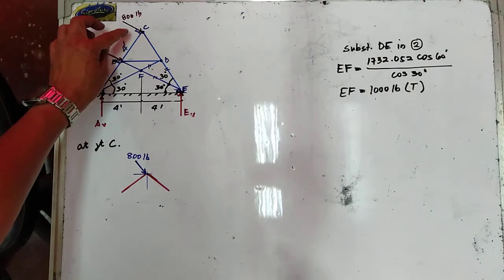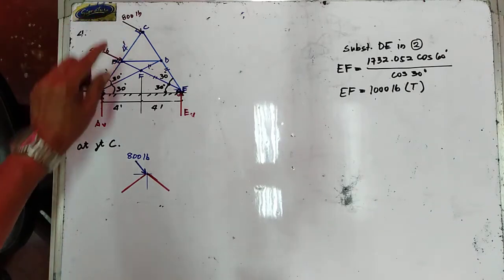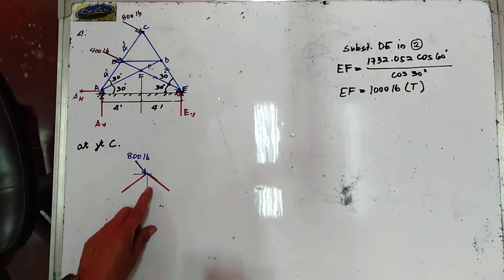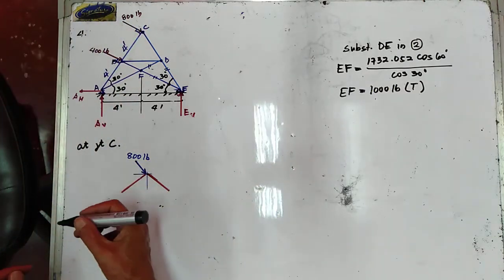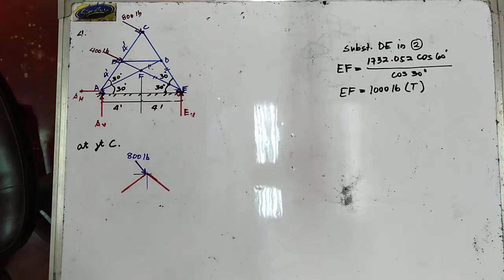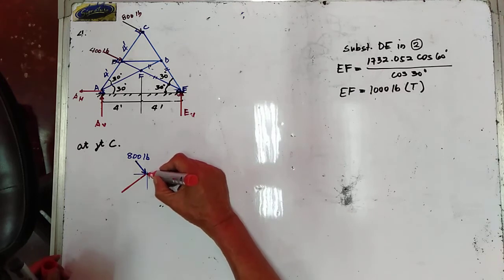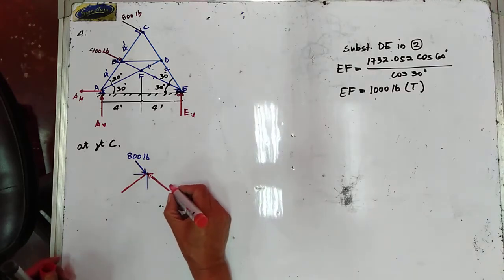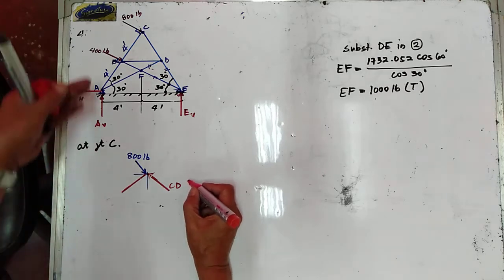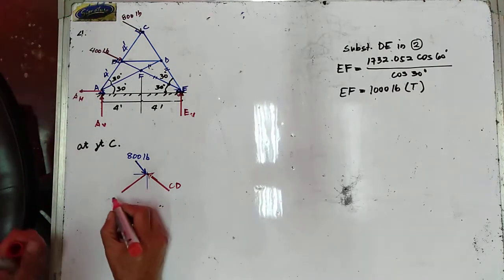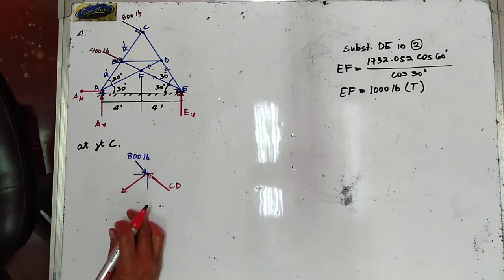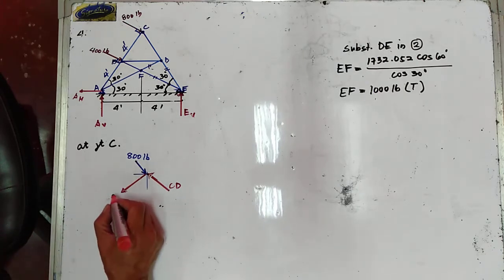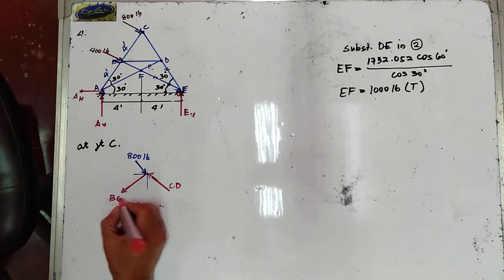Okay, let us proceed to joint C. So this is now your joint C. Now we have your CD. So I'm going to assume CD to be in compression. So this is now your CD. And we now have your BC, that I'm going to assume to be in tension. So this is now your BC.